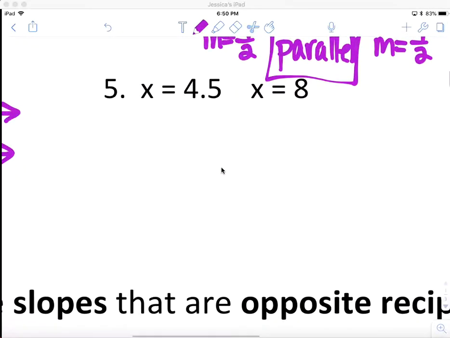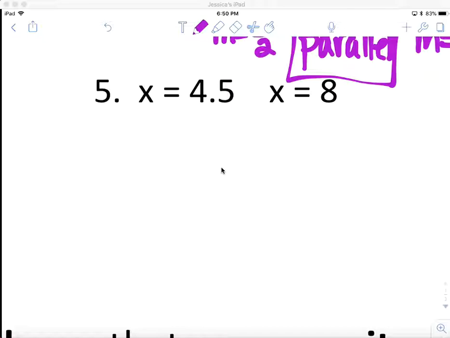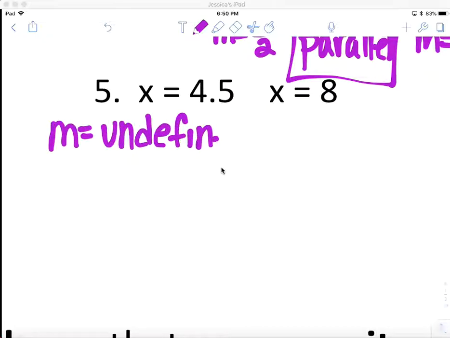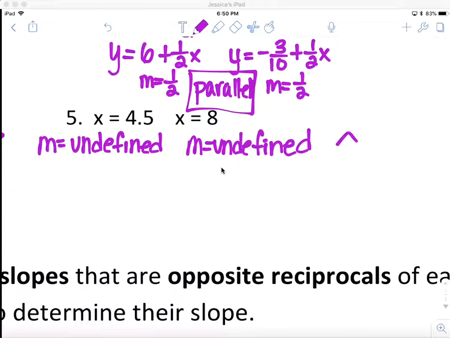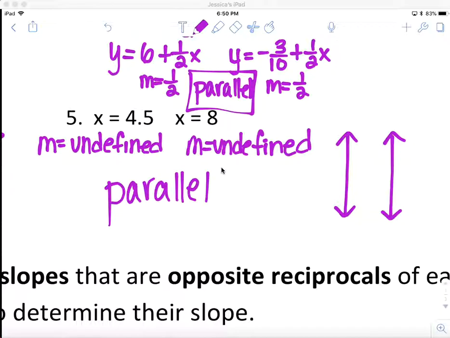Number 5 is the one that's different from all the others, if you remember from Unit 3. On number 5, when you just have x, that means your slope is undefined. Since both of these are just x, they are both undefined. So if you think about this, undefined, undefined, that's the slope of a vertical line. This just means I have two vertical lines. So yes, they are parallel. They have the same slope.